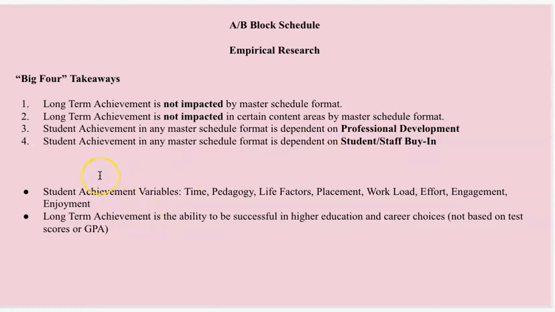It's important to note that student achievement variables include more than just time, like we've been talking about with the master schedule. How people teach, the life factors that students bring to the classroom, are they in the right placement, what is their workload, are they giving effort, are they engaged in the class, and are they enjoying the experience? Those are things that do impact student achievement. The allocation of the time is one very small and, according to the research, fairly insignificant factor.